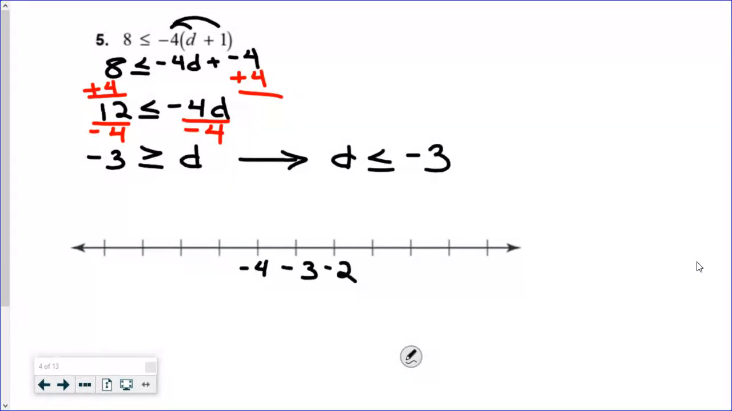So again, do you see this is almost like a double flipperooski? So filled in circle and going that way. It's important. That's a weird arrow, but you get the idea.